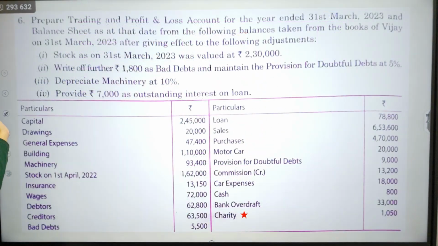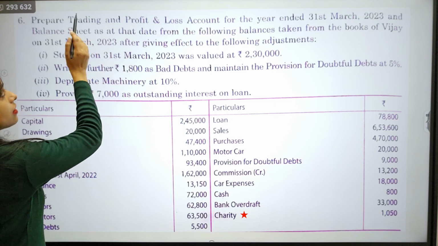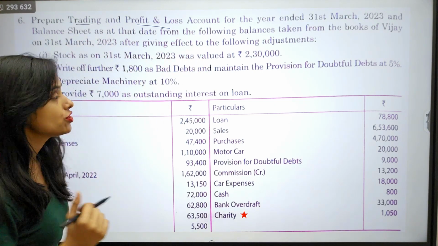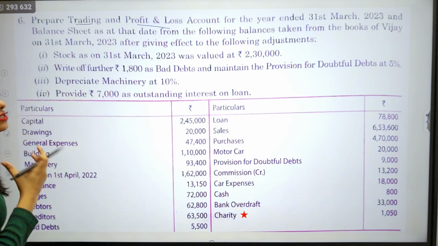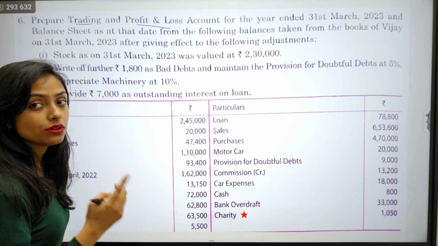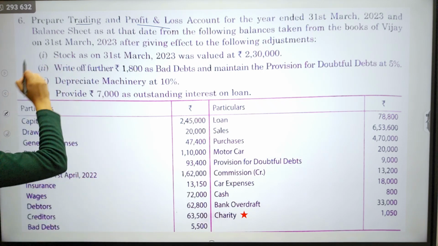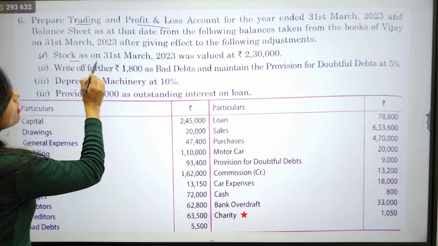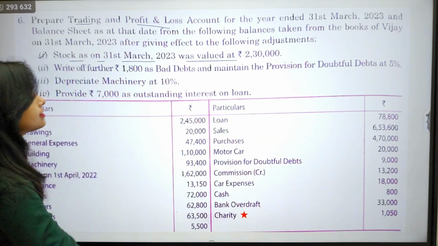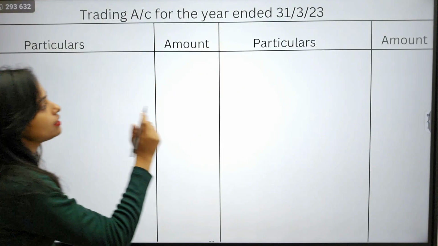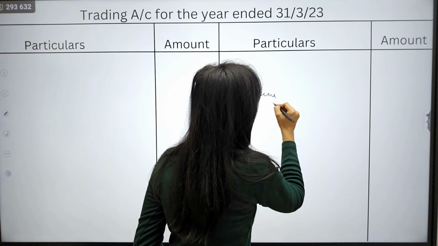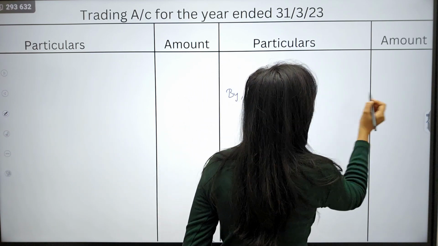Okay, this is question number 6. Now read. They have again told you to prepare a trading account, profit and loss account, and a balance sheet. So again, we are going to start from the adjustments itself, right? And any important points that are inside the trial balance I will tell you. First one is again, stock as on 31st March 2023 was valued at 2,30,000 rupees. This is our closing stock, and we write it in the trading account first, by closing stock 2,30,000.